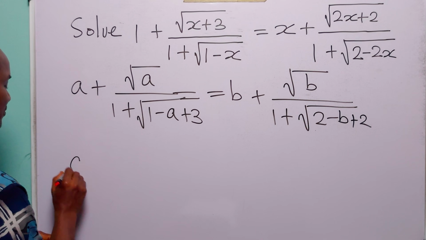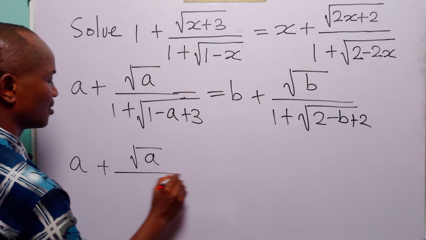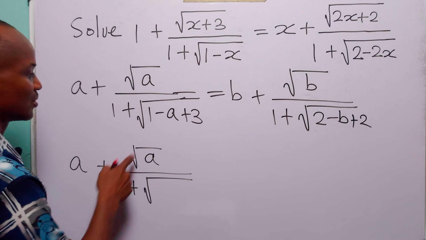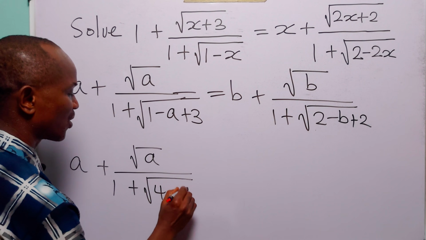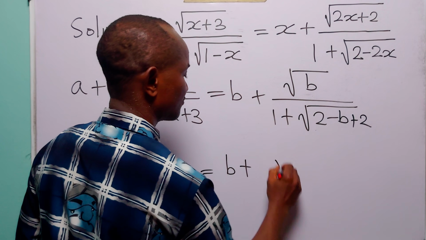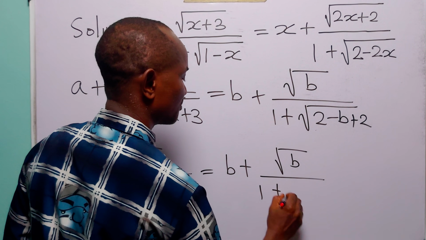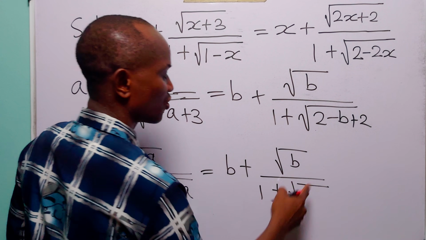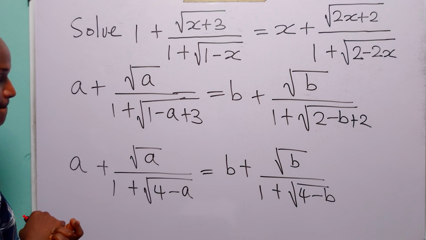Now from here we have a plus root a over 1 plus root 1 plus 3 is 4. So under the square root we have 4 minus a, and this is equal to b plus root b over 1 plus root 2 plus 2 is 4. So under this square root we have 4 minus b.